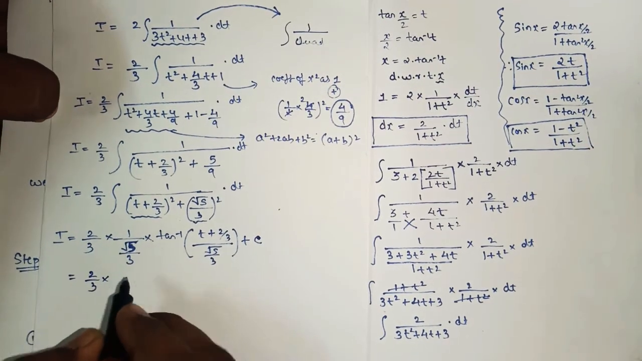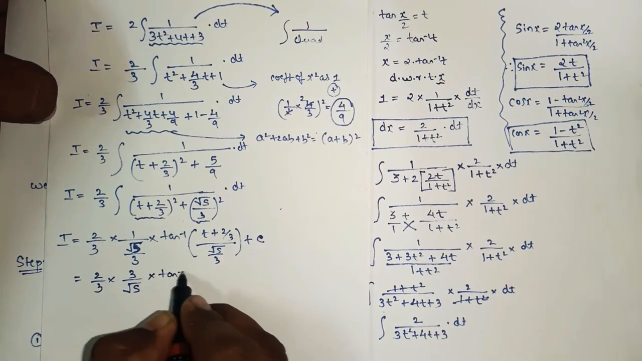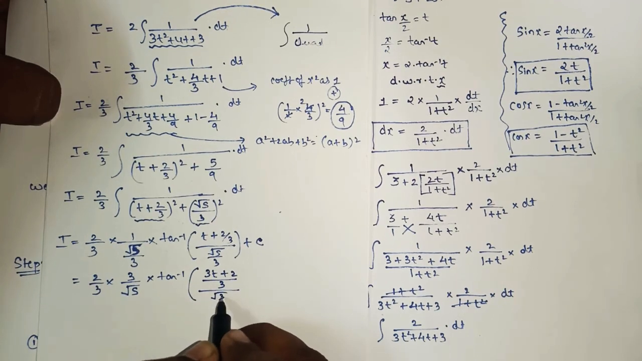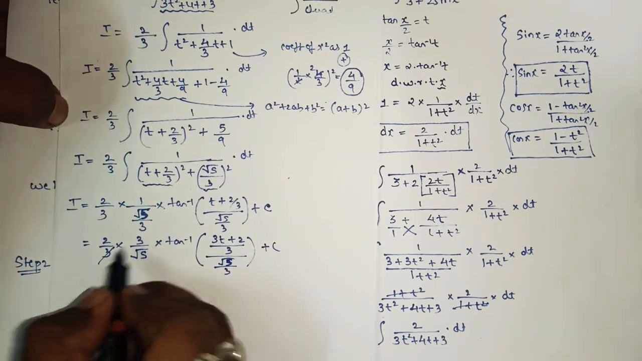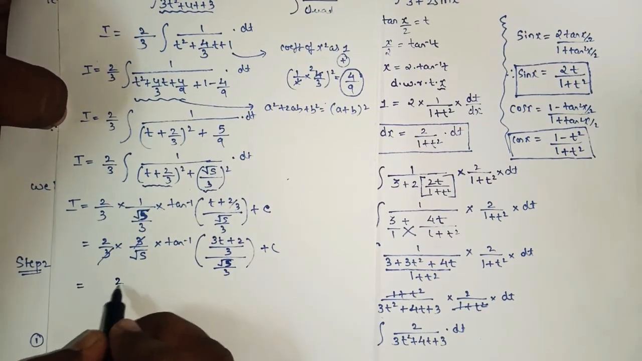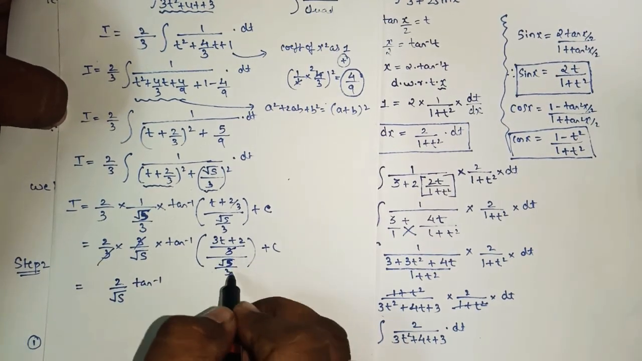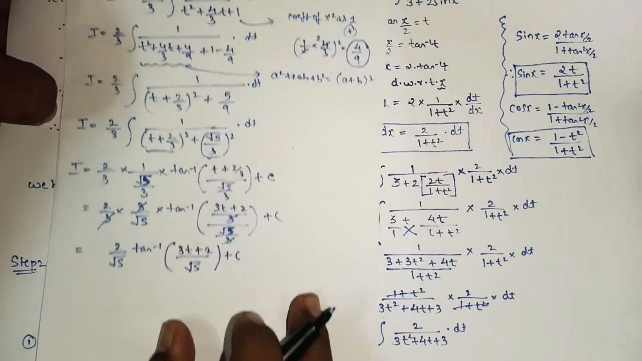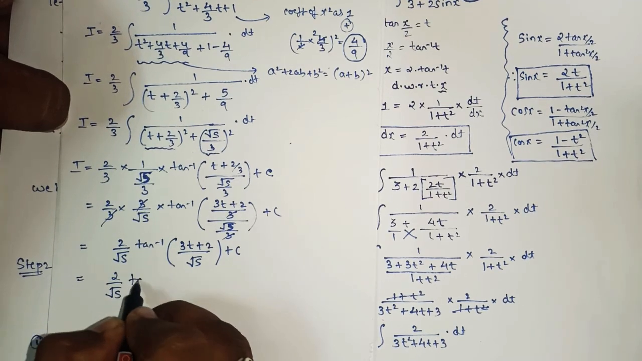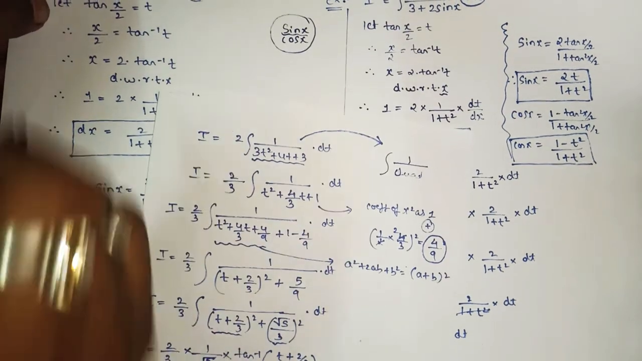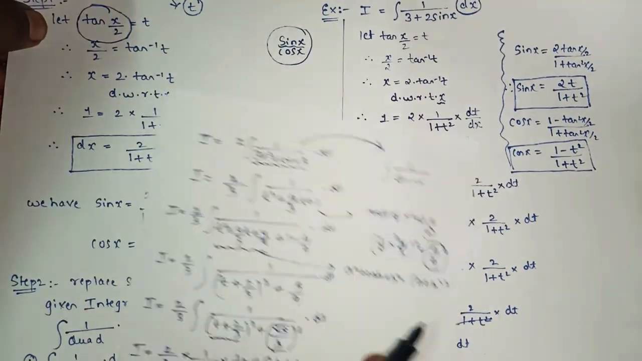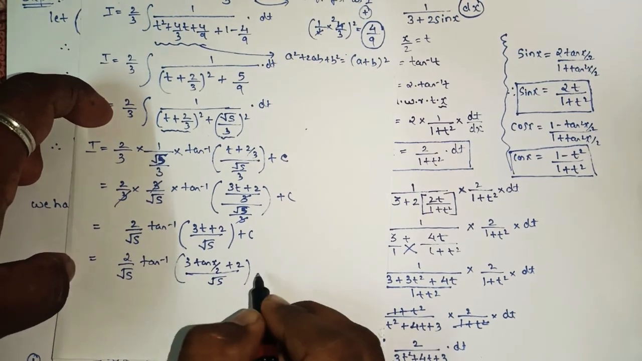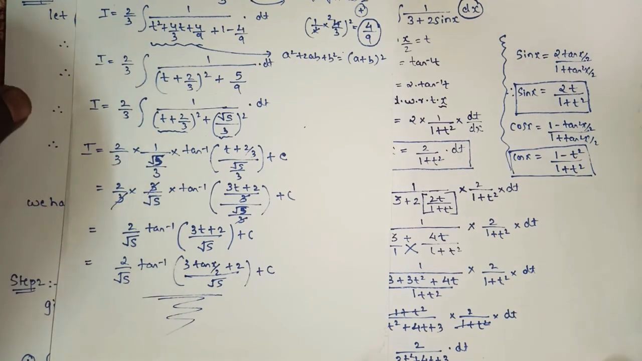2 upon 3, this part we can write as 3 upon root 5 into tan inverse, just cross it, so this will be 3t plus 2 upon 3, upon root 5 upon 3, plus c. Here 3 will get cancelled as multiplication is there, so this we can write as 2 upon root 5 tan inverse, this 3 will also get cancelled, so here we get 3t plus 2 upon root 5 plus c. And the last step will be what? Resubstitute the value of t. So what was the t we took? It was tan x by 2. So we'll replace t by tan x by 2.